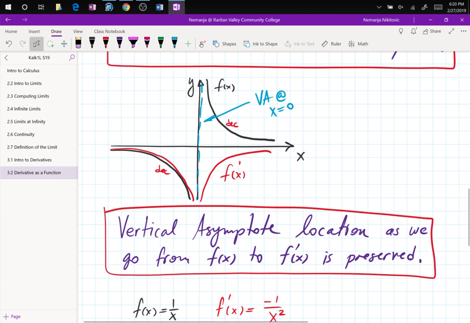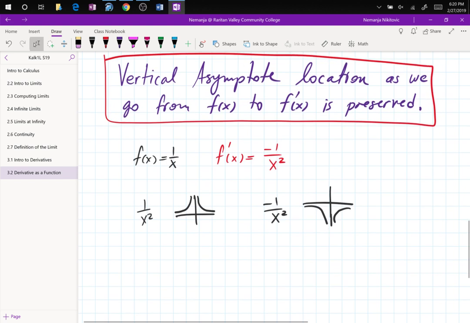So how many rules did you learn? You learned 5 rules. When the function is increasing, your derivative is above the x-axis. When your function is constant, meaning flat, there is no change, your derivative is 0. When the function is decreasing, it's below the x-axis. When you have a min and a max, your derivative will cut through the x-axis, so that's where the x-intercepts are. And finally, the location of the vertical asymptote is preserved for these.